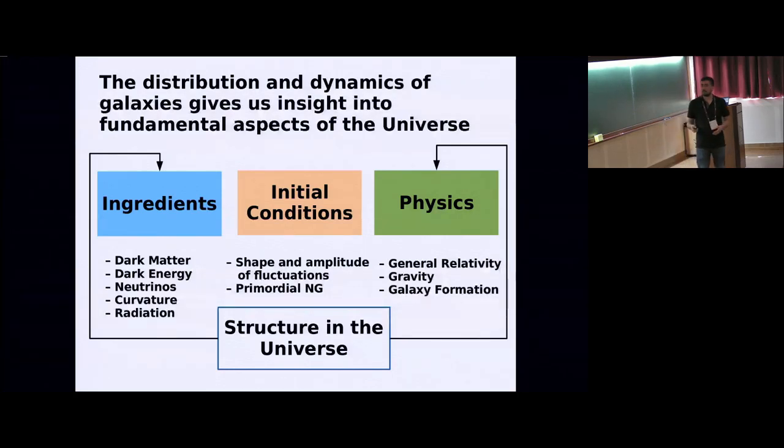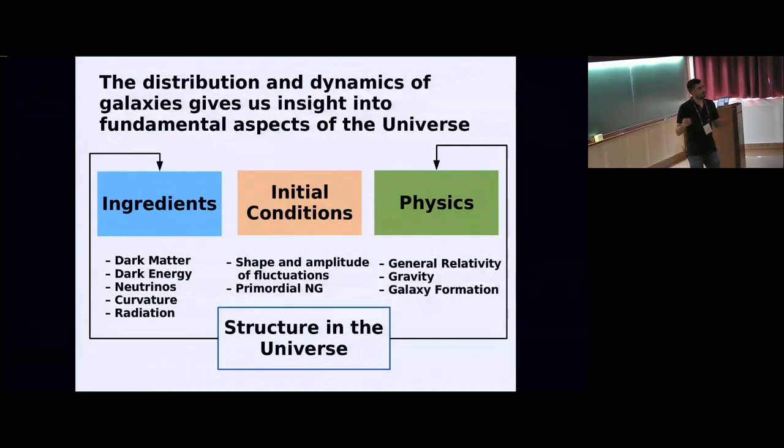And then the physics. We know that general relativity is very important to explain the evolution of the universe. Also gravity itself, Newtonian gravity, is important to describe interaction on smaller scales. And it's also important to account for the processes related to the formation of galaxies. So putting all this together, we can predict the structure in the universe.